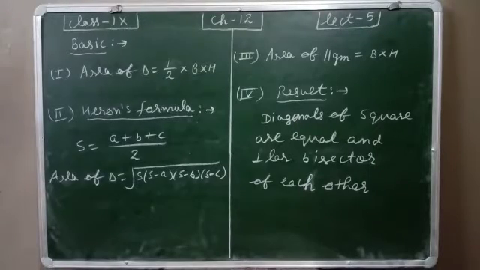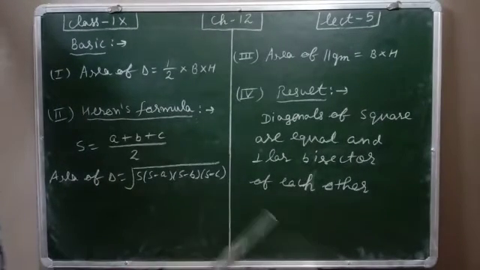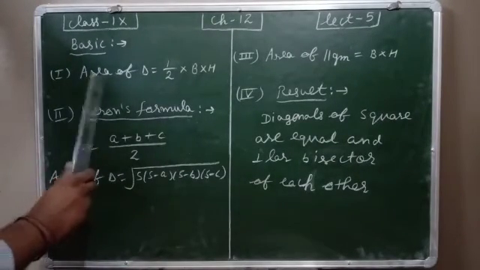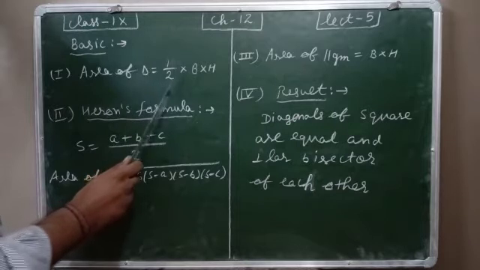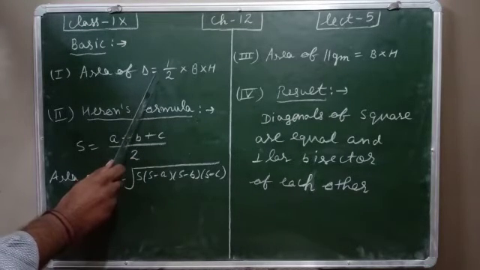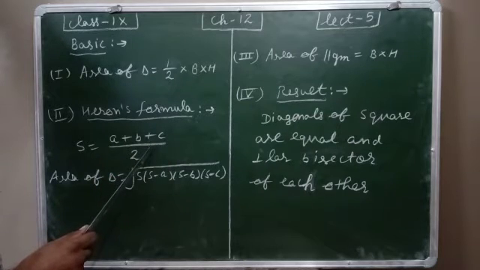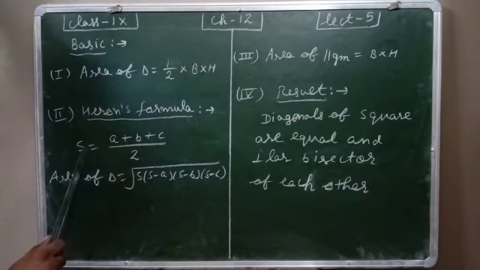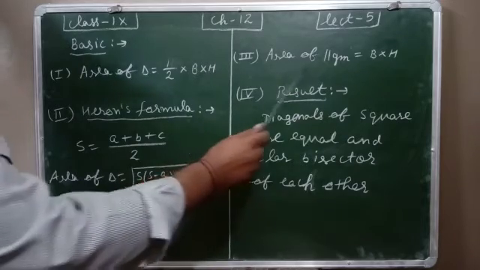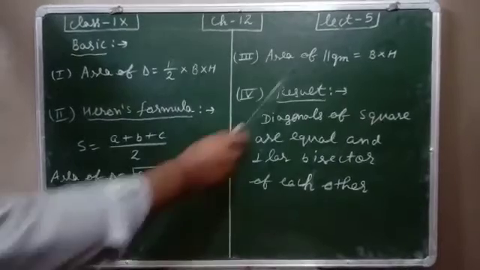After this, let us revise the basics of this chapter again. Very small chapter, few basics are there. So in basics, first, area of triangle, general formula: half base into height. Then Heron's formula. This formula will be applied when all three sides are given, not when base and height are given. So first we will find S, the semi-perimeter, then the area of triangle. Third, area of parallelogram formula is base into height.